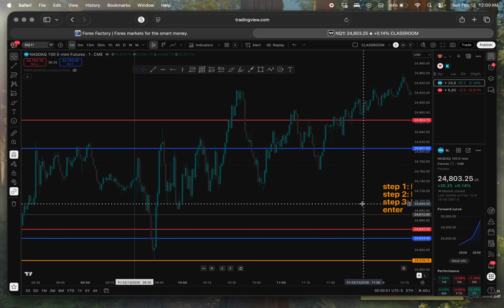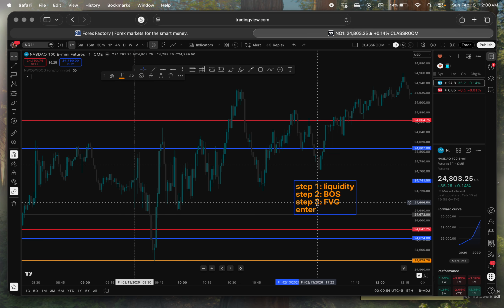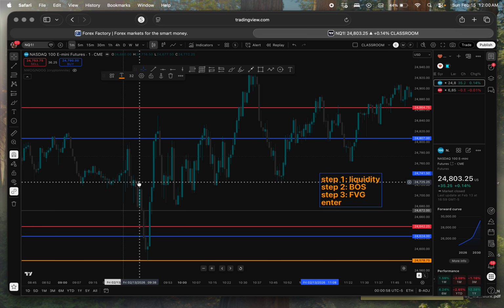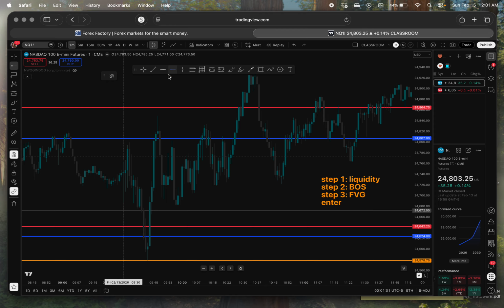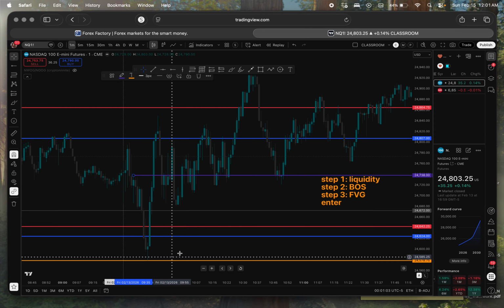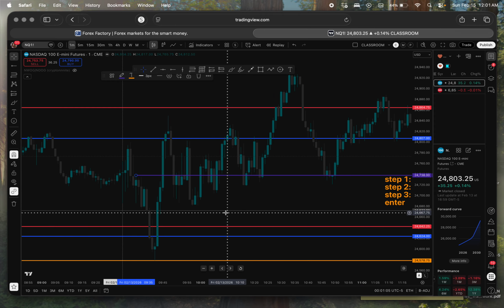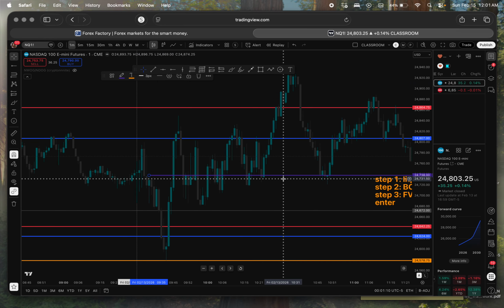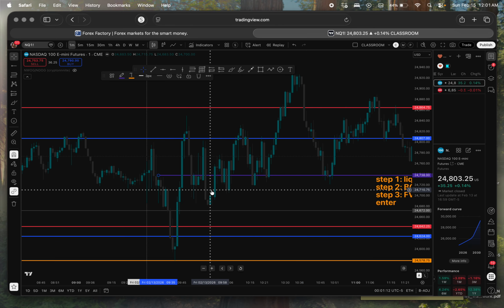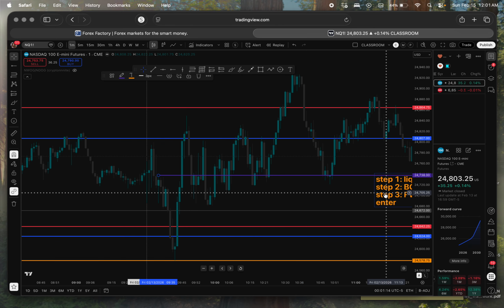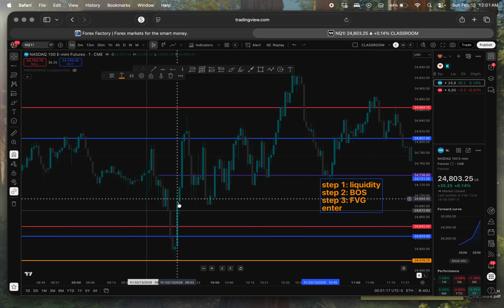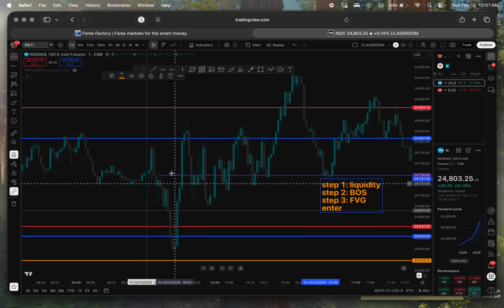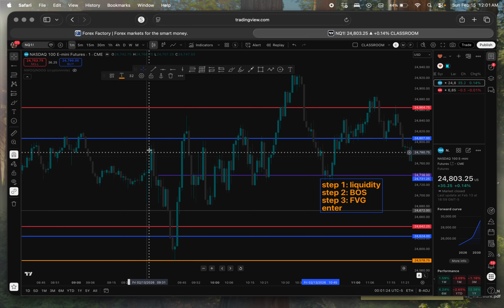Then I'm looking for break of structure, and break of structure became kind of difficult because the way the candles moved on this day wasn't awesome. It was just kind of ranging before it finally took off, and it really didn't even take off well enough. But if we're following the steps, we'll say break of structure happens right here. You could say it happens here, but technically it doesn't happen until right here.